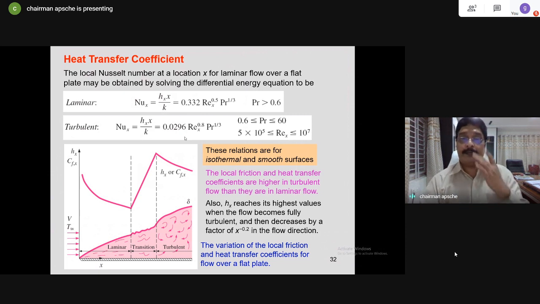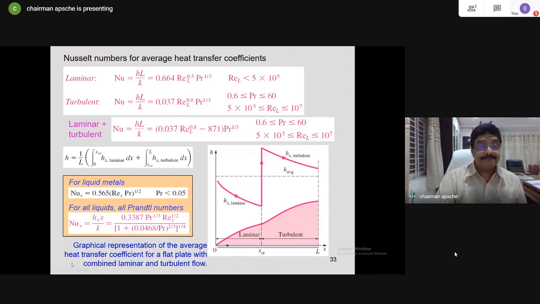Equations-wise, these relations are for isothermal and smooth surfaces. What is the condition? The surface should be smooth. Isothermal means the entire plate will be at the same temperature, a constant wall temperature, let's say. For combined laminar and turbulent flow, I said for some region it is laminar, for some region it is turbulent. You have different sets of equations.